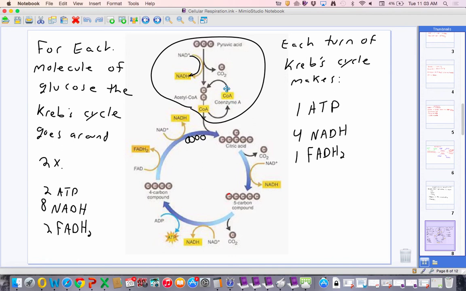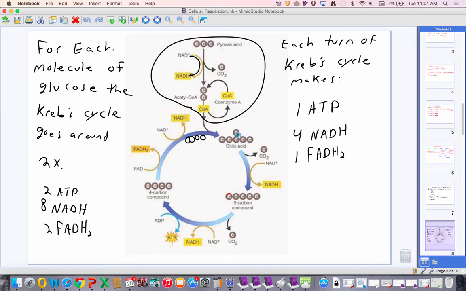Then coenzyme A will take the 2-carbon molecule that's left and add it to a 4-carbon molecule that's already in the cycle. So here this 4-carbon molecule came up, and it's already in the cycle, and that coenzyme A is going to add those two together. And this whole thing is called the acetyl-CoA reaction.